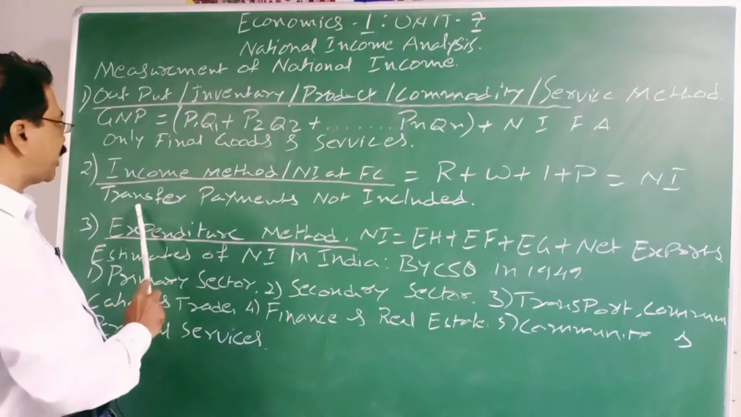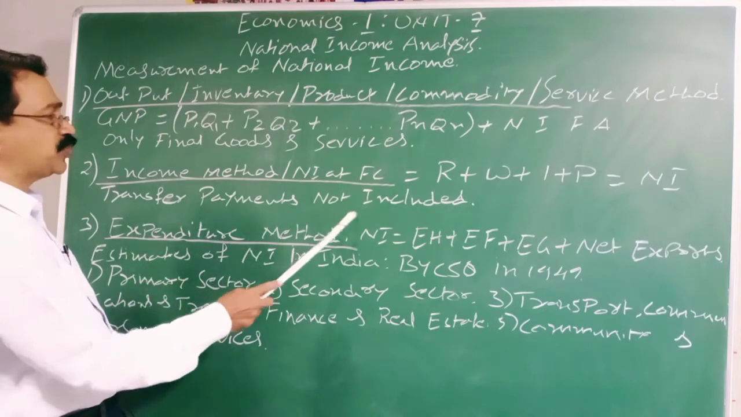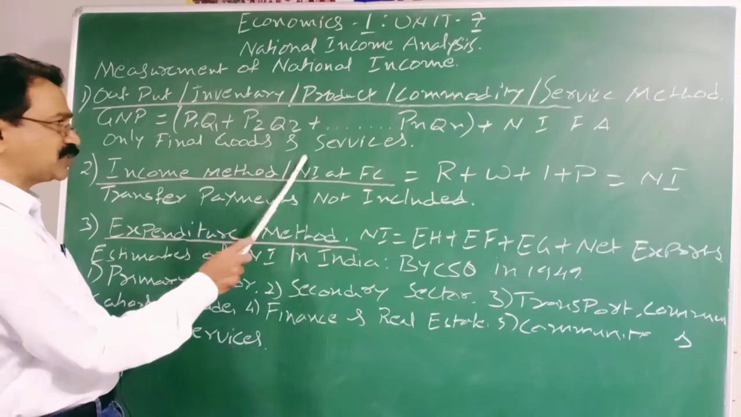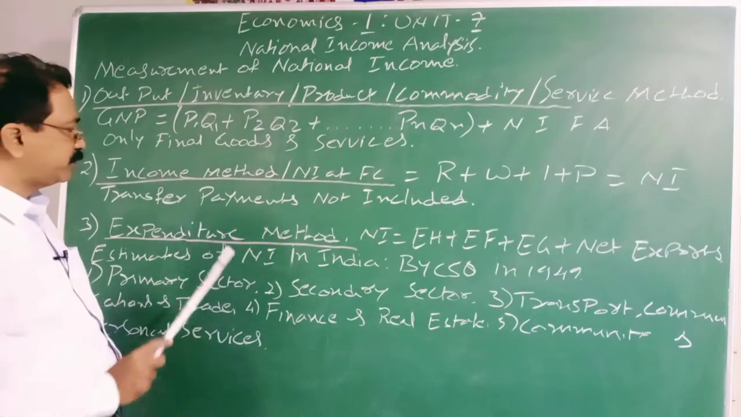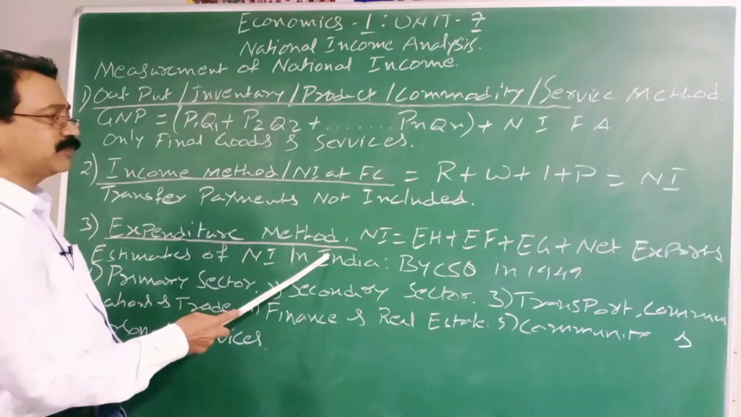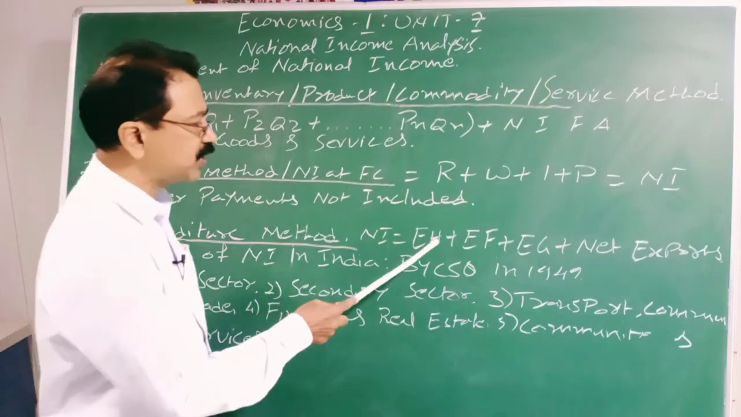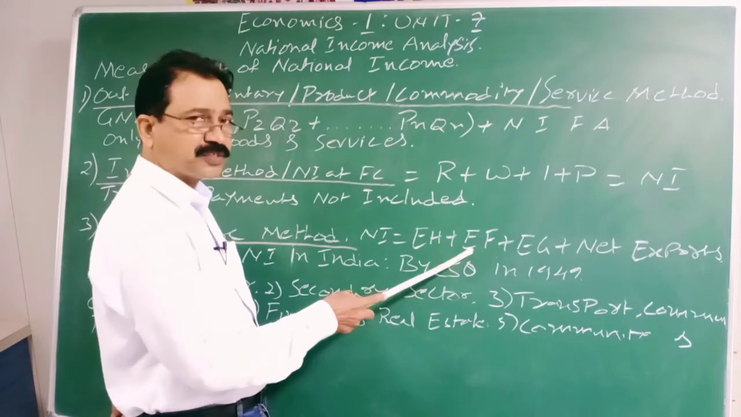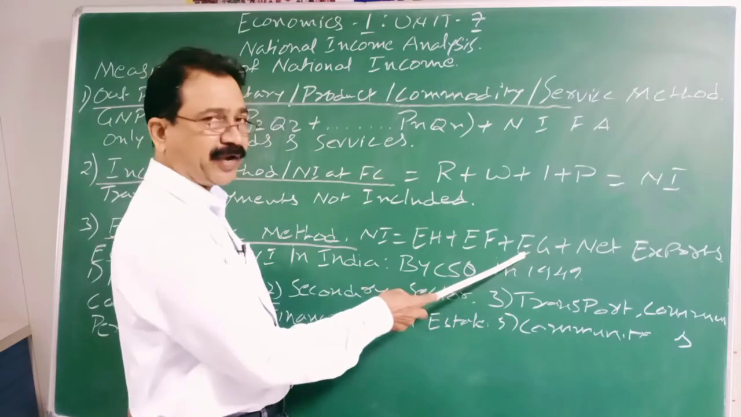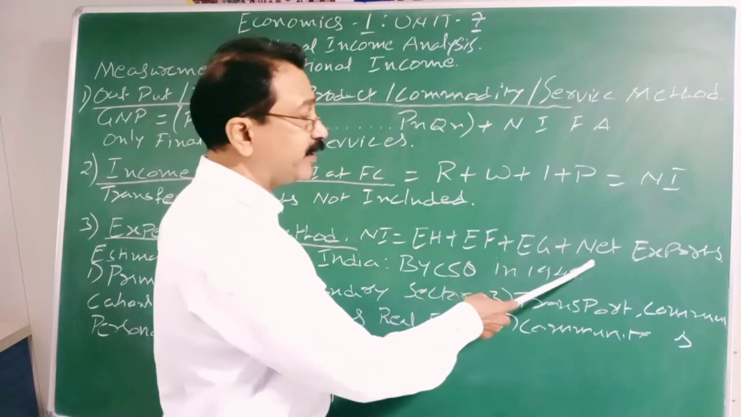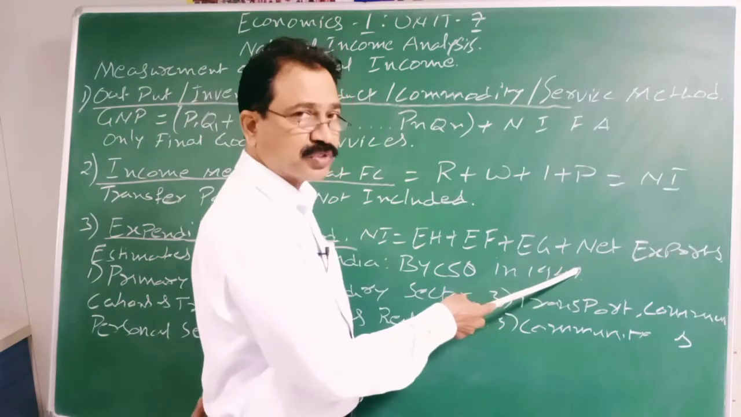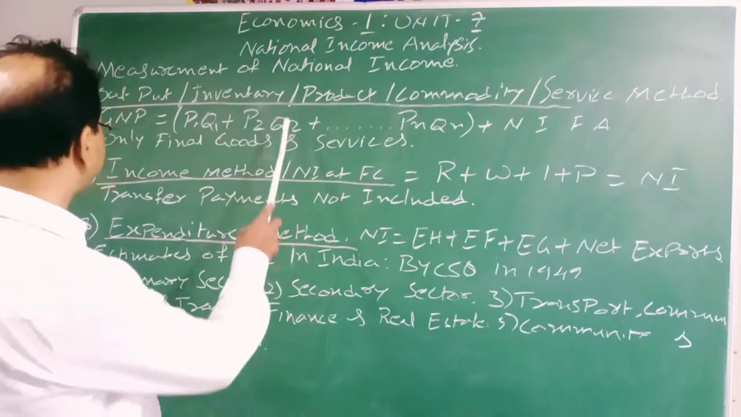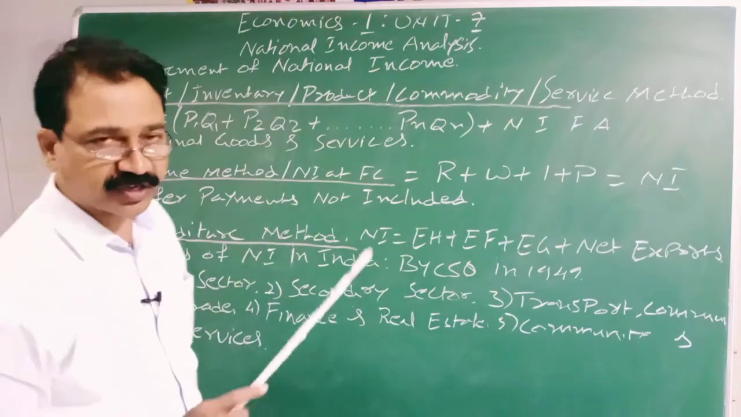But one thing should be remembered: transfer payments should not be included. And in the first one, only final goods and services should be calculated. Third one, expenditure method. In this method, expenditure of households, expenditure of firms, expenditure of government plus income from net exports will be calculated. Okay. Now we have seen the different methods of calculation of national income.